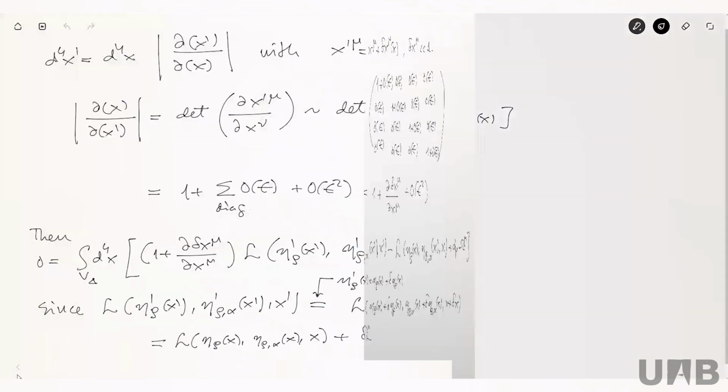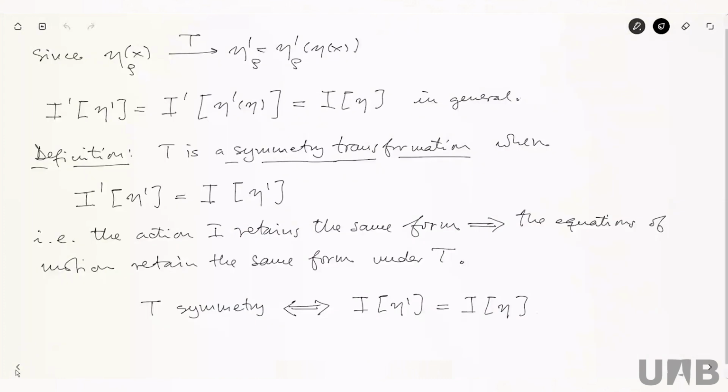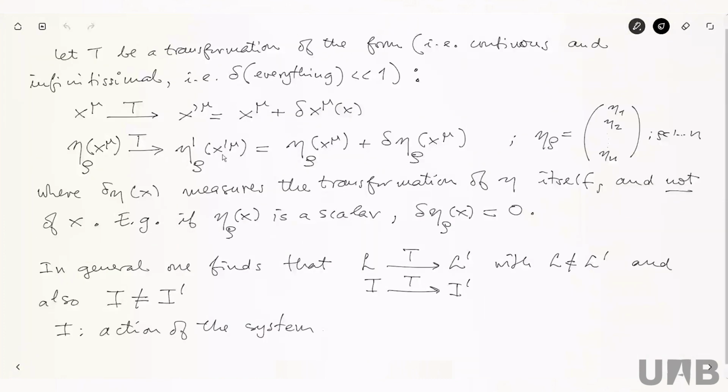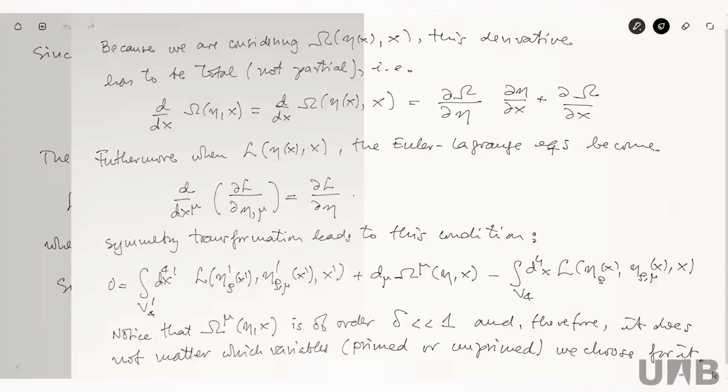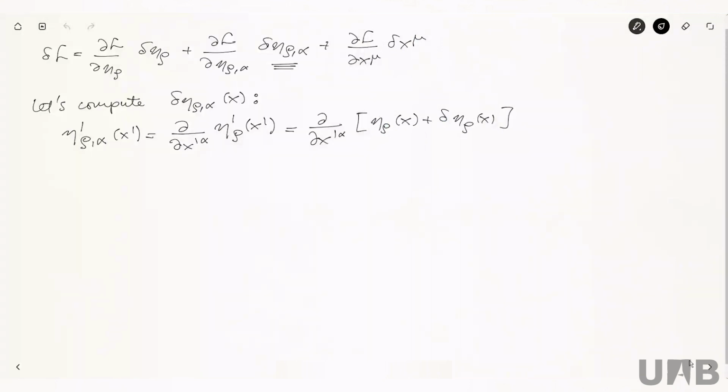So let's go back and make sure that this is exactly what we did, because now it will make a difference. Exactly. So you see, x' on the left, x on the right, and this is δη. So this is δη, exactly how we defined it. So this is the same as the derivative with respect to x'^α of η_ρ(x), plus the derivative with respect to x'^α of δη_ρ(x).